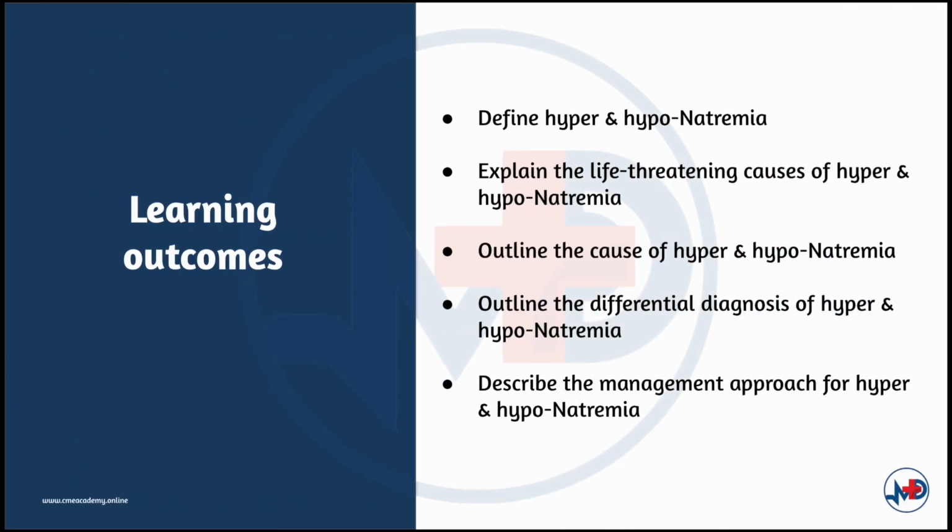At the end of this topic, you should be able to define hyper and hyponatremia, explain the life-threatening causes of hyper and hyponatremia, outline the causes of hyper and hyponatremia, outline the differential diagnosis of hyper and hyponatremia, and finally describe the management approach for hyper and hyponatremia. Let's get started.